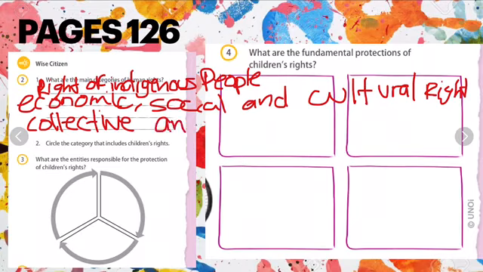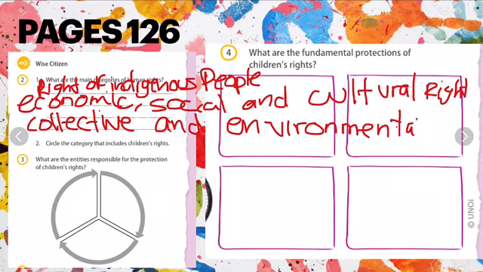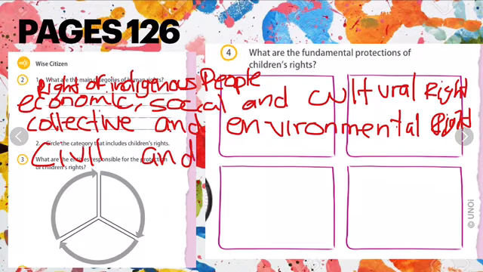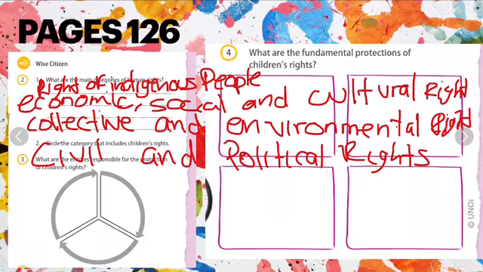collective and environmental right. The last one will be civil and political rights. And you have to circle which one is the main one.